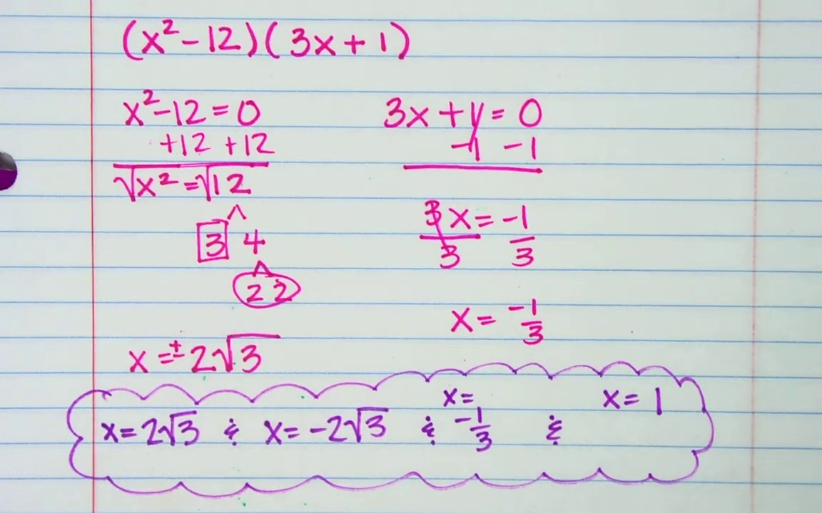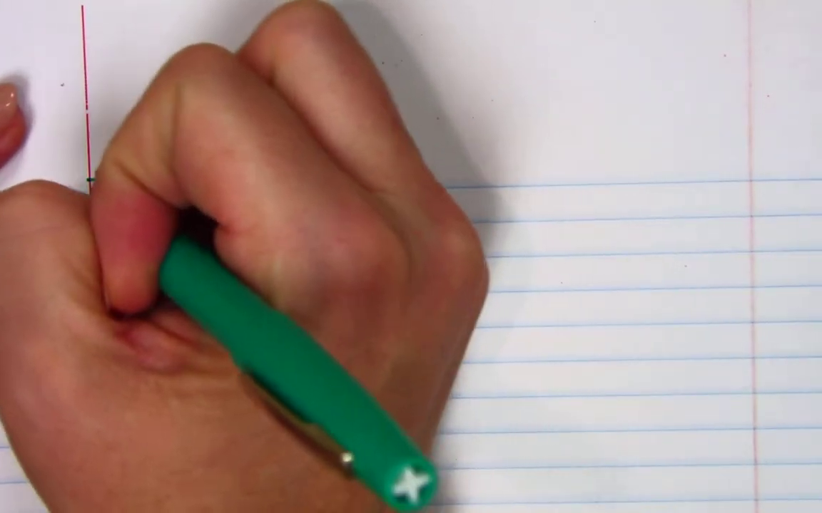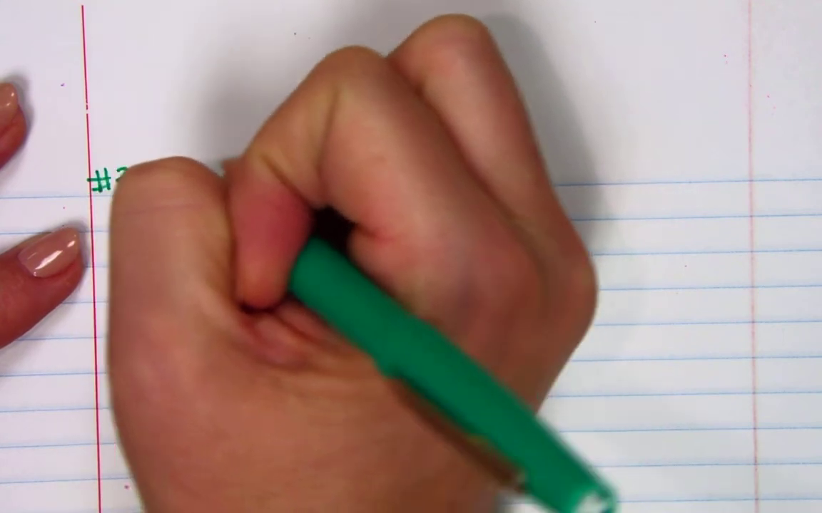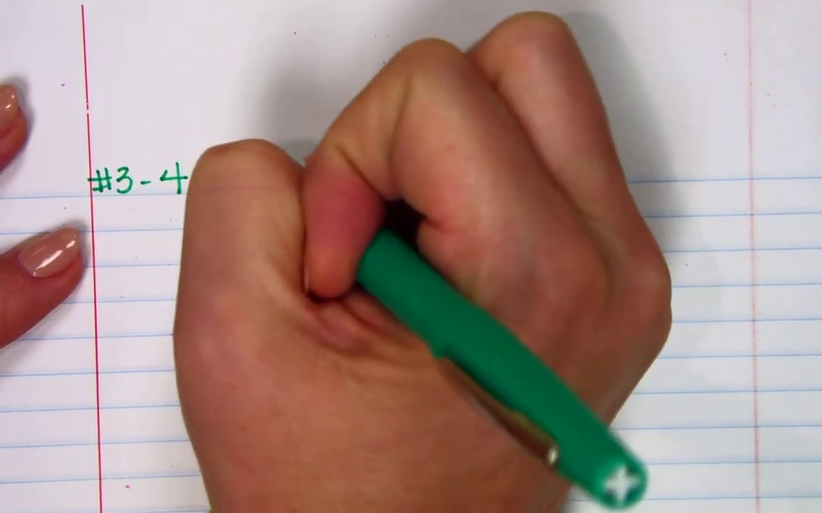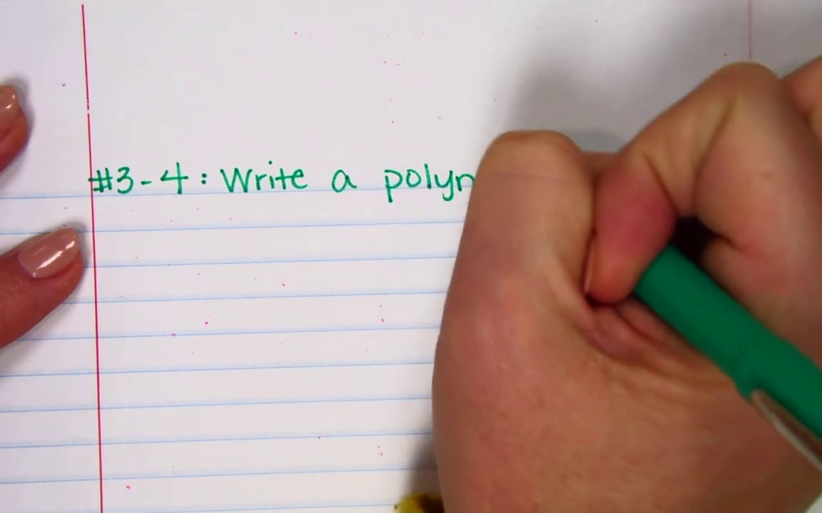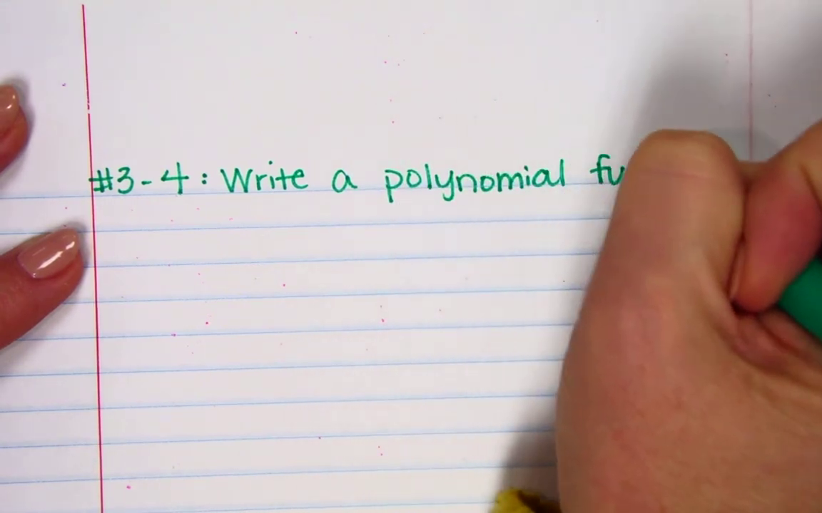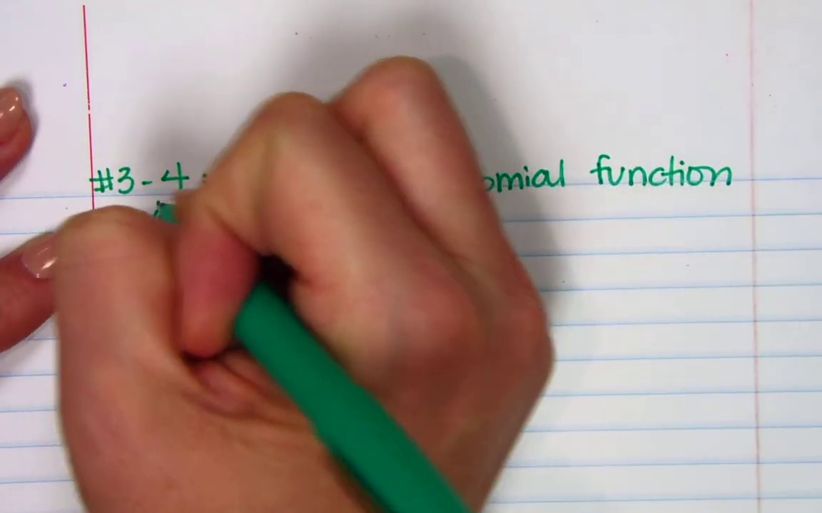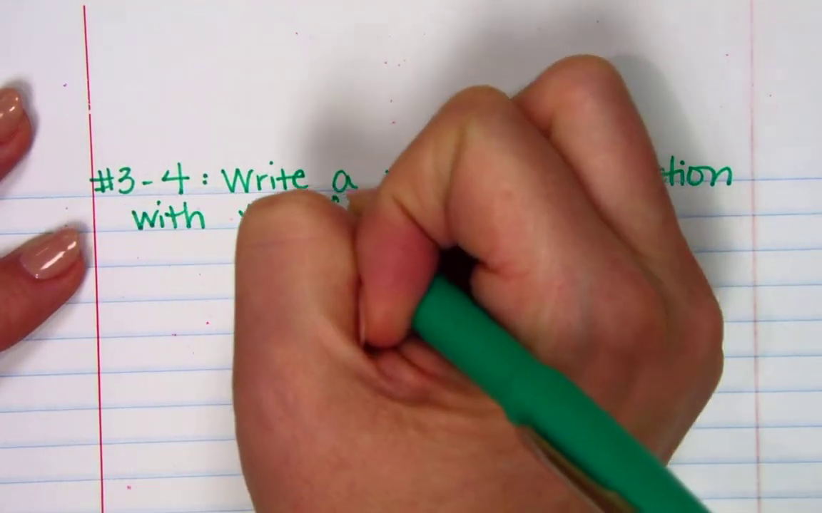I'll use blue and orange on the next one. But I'm going to flip it on to the next page because I need a little bit more space. These last 2, number 3 and number 4. Write a polynomial function with the following zeros.